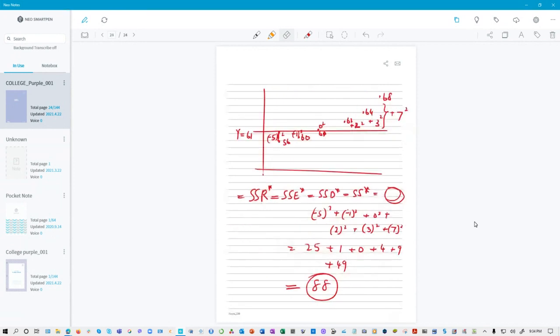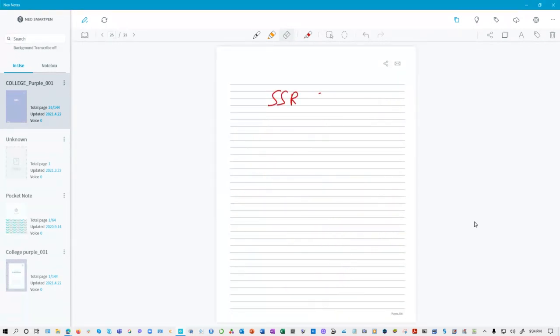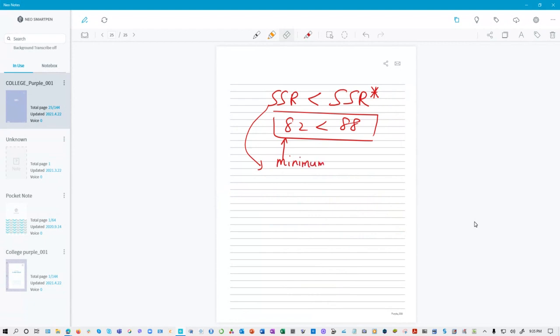The variance here is another variance here, SSR star. So they say that the variation calculated with respect to the sample mean has the minimum variation compared to the same variance being calculated with respect to another number. That means your SSR is always less than SSR star. This one is 82, this one is 88. Another way they found this is the minimum SSR that you can calculate.